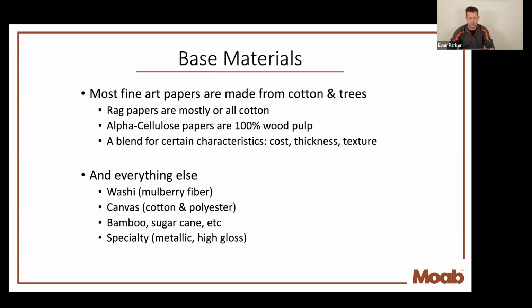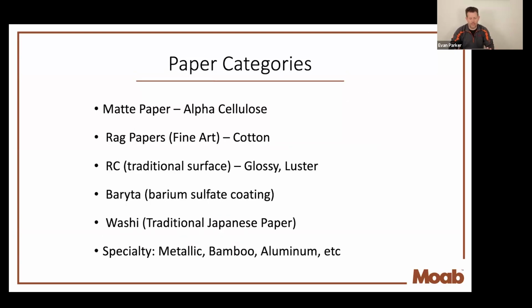Alpha cellulose papers, again, are tree papers. They're 100% wood pulp. And then sometimes those two materials get blended in a paper base for a number of reasons, whether that's cost, texture, thickness, how dense of a sheet you need, all that sort of thing. And then on top of those, there's a lot of other things. Washi paper, traditional Japanese paper, which is generally made of mulberry or kozo fiber, canvas, and then there's bamboo, hemp, sugarcane, all sorts of other things. And then your specialty papers like a metallic or a high gloss or something else like that.